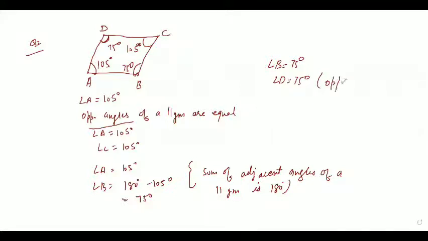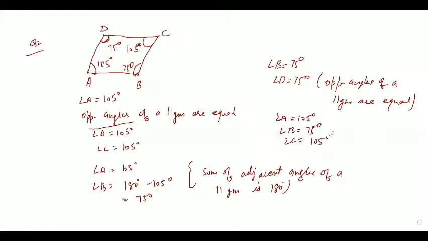So according to the question, we had to find the measure of all three angles. If one angle is given to us, so angle A was given as 105 degree, then angle B would become 75 degree, angle C would become 105 degree, and angle D would become 75 degree.